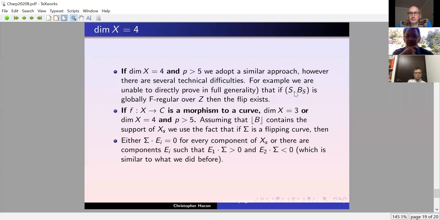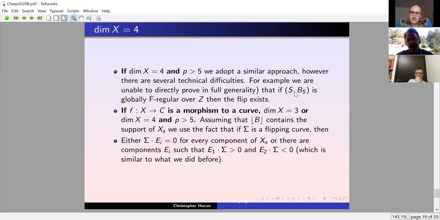Then we are really focused on the central fiber X_S, which is contained in the boundary. Now, if you think about it, the central fiber is numerically trivial. So if there is some divisor in the central fiber that intersects the flipping curve positively or negatively, then there has to be another divisor that intersects it with the opposite sign, negatively or positively. And again, that looks very much like the birational case. So things seem to be lining up in this case too.